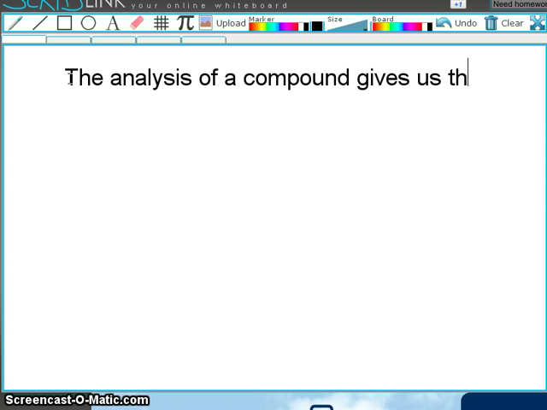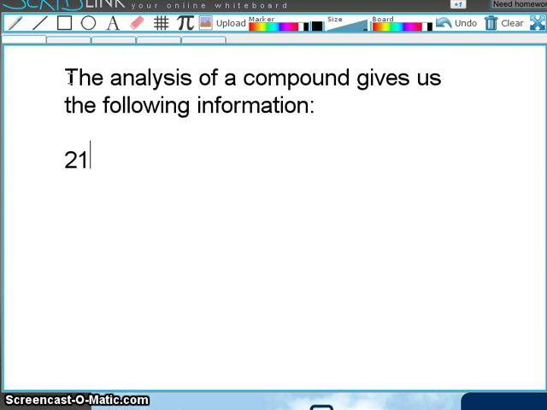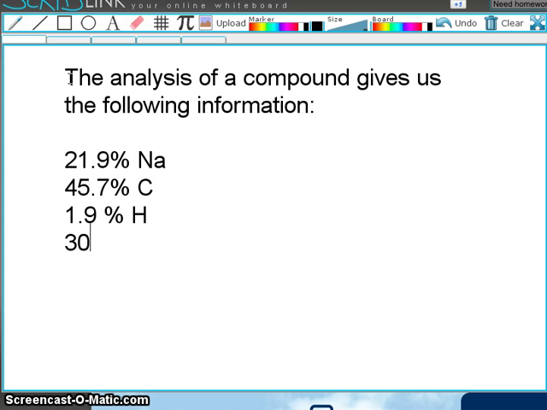Oops, went right off the page. So this is the information we get from the chemical analysis. So we find out that the compound is made out of 21.9% sodium, 45.7% carbon, 1.9% hydrogen, and 30.5% oxygen by mass.